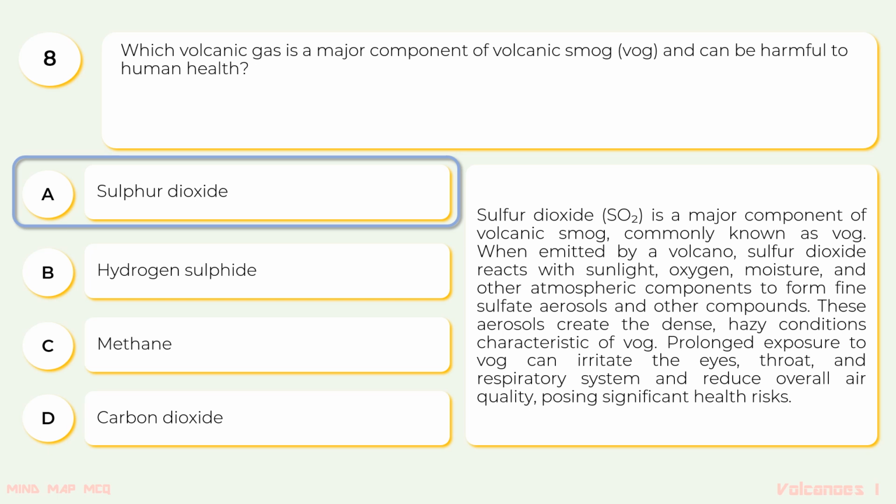When emitted by a volcano, sulfur dioxide reacts with sunlight, oxygen, moisture and other atmospheric components to form fine sulfate aerosols and other compounds. These aerosols create the dense, hazy conditions characteristic of VOG. Prolonged exposure to VOG can irritate the eyes, throat and respiratory system and reduce overall air quality, posing significant health risks.